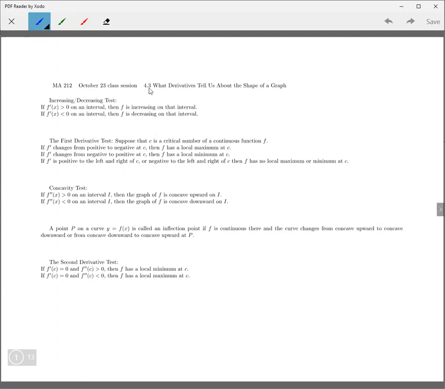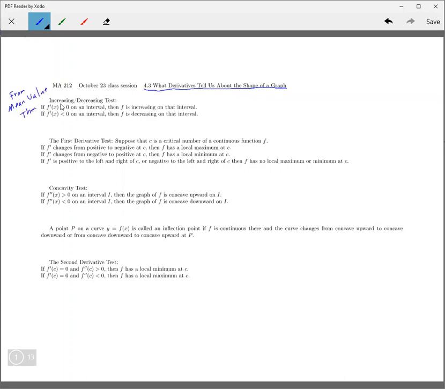Okay, so we're talking about 4.3, what derivatives tell us about the shape of a graph. And here's a summary of everything. First one is the increasing decreasing test. This comes from the mean value theorem. It's a result of the mean value theorem. And I talked a little bit about this last time.